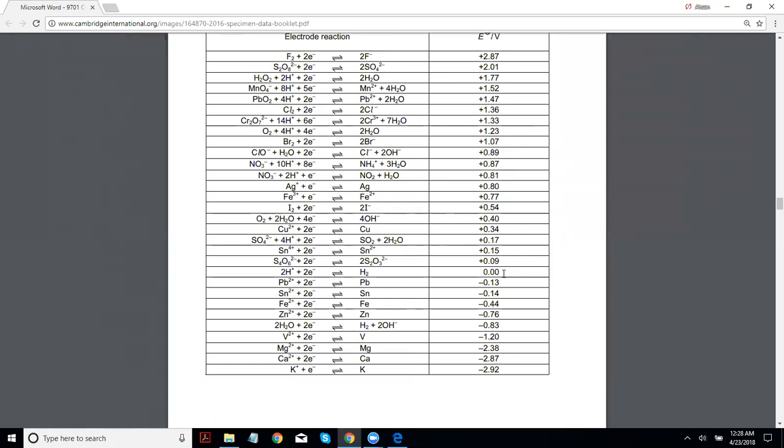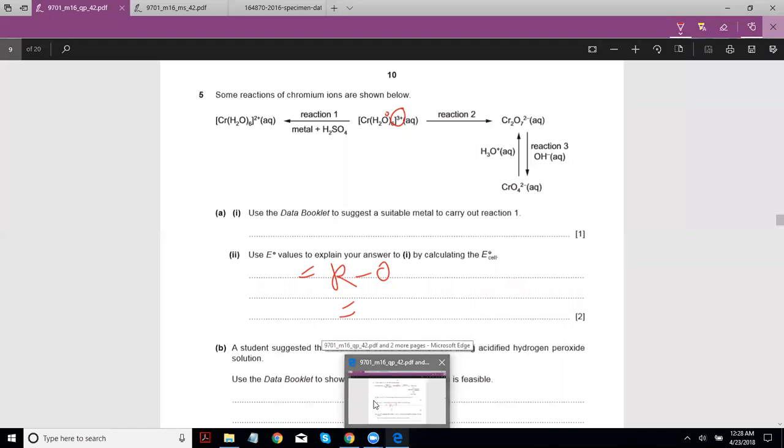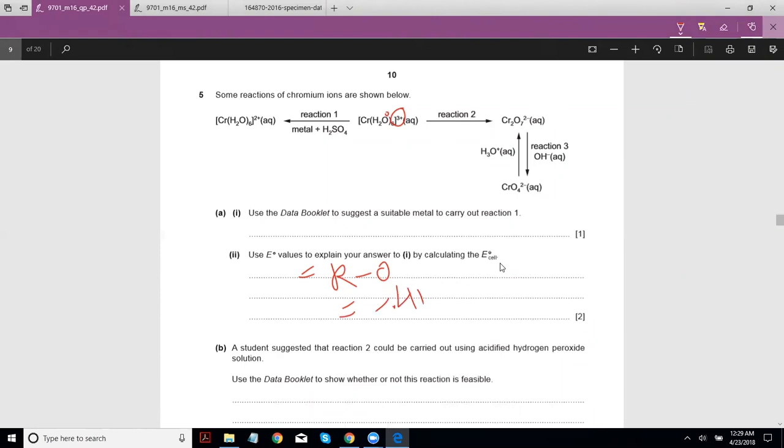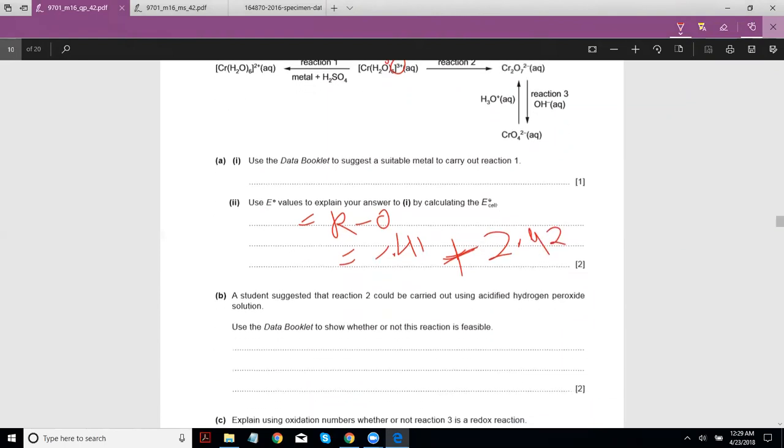But ये तो reduction की value है. Won't you flip the equation? You just put it, it'll work out. आ जाएगा. So it's minus 0.41 plus 2.92, that gives you a positive value. So overall E naught cell is a positive value, which is why it is spontaneous, feasible.